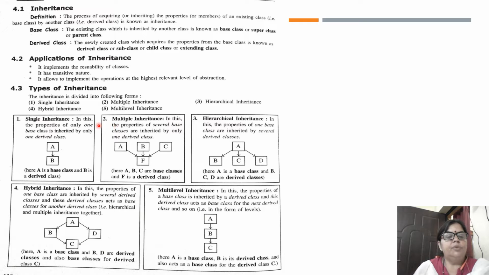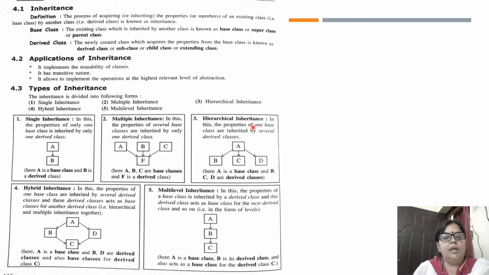Now there are five types of inheritance. First is single inheritance. Second is multiple inheritance. Third is hierarchical inheritance. Fourth is hybrid, and fifth is multi-level inheritance. In single inheritance, there is only one base class, which is inherited by only one derived class. A is the base class and B is the derived class. In multiple inheritance, there are three base classes and a single derived class.